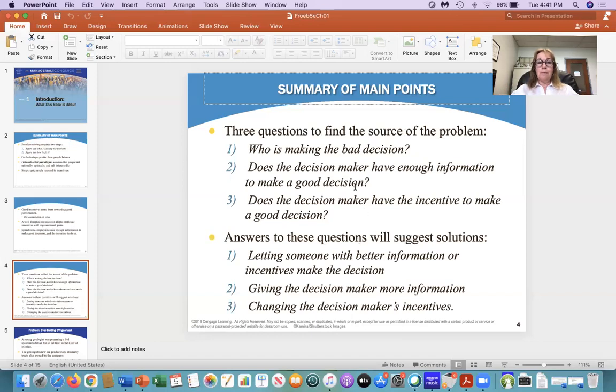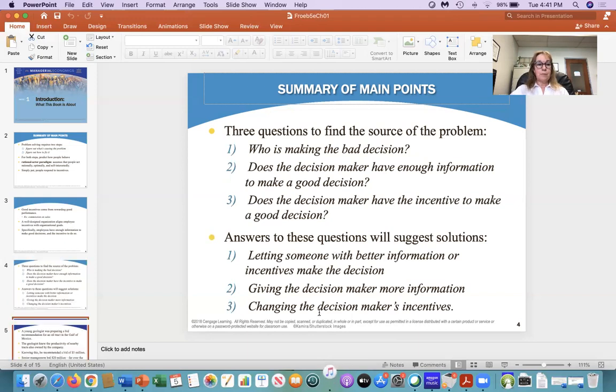So if you can let somebody with better information make the decision, or you can give the decision maker more information, or you can change the decision maker's incentives. And so there's more detail on this in the book that you can read. But that, in a nutshell, is a way to try to find the source of the problem and try to find solutions.